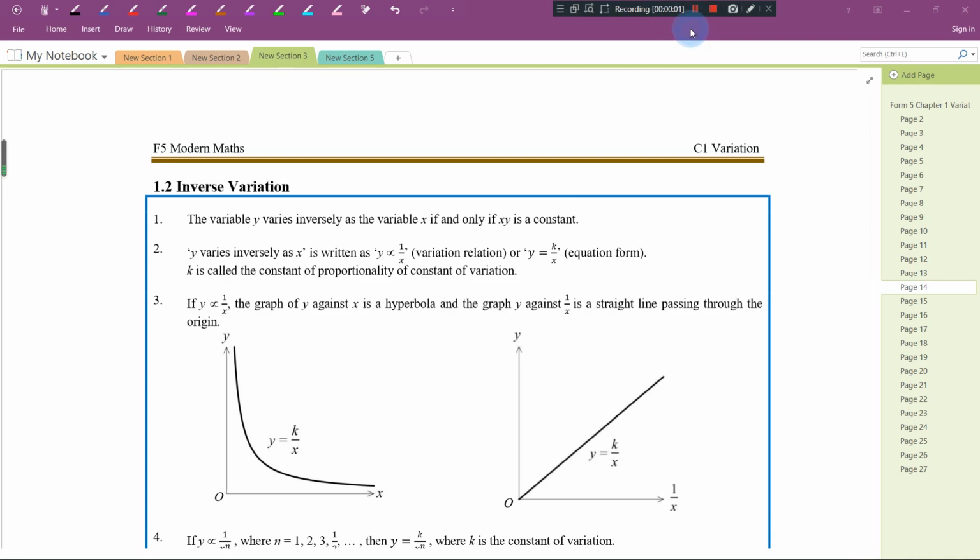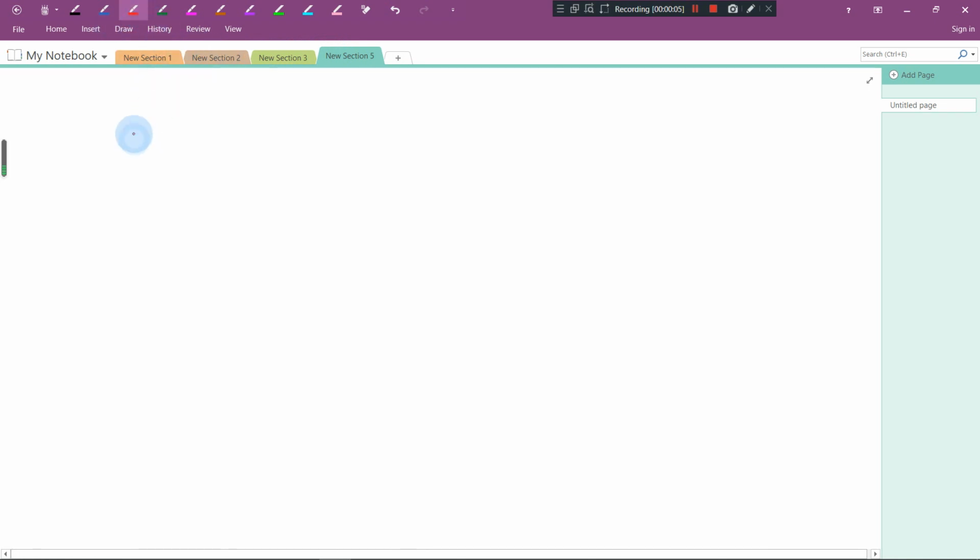Hi everybody, in this video let's look at inverse variations. If I tell you y varies inversely as x, you can write it this way: y varies inversely as x. That's why this is a variation relation.